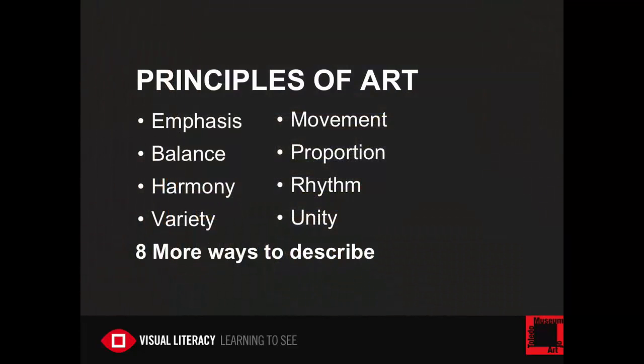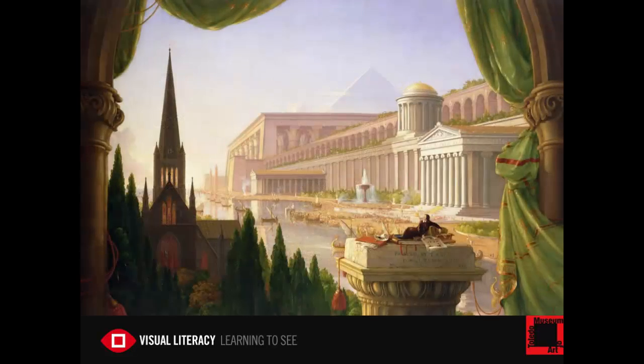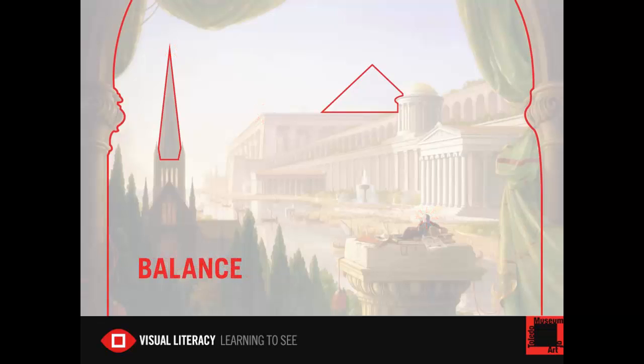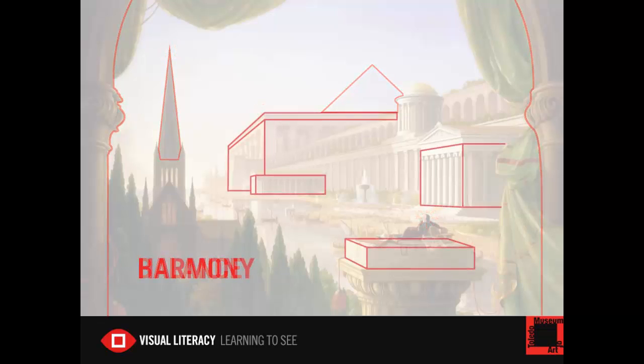And then you can think about it in terms of the principles of art. Emphasis and balance and harmony and variety and movement and proportion and rhythm and unity. Let's look at the image again. The emphasis, the point or points of focus that you see in the composition, or the balance, the sense of visual equilibrium. What about harmony?